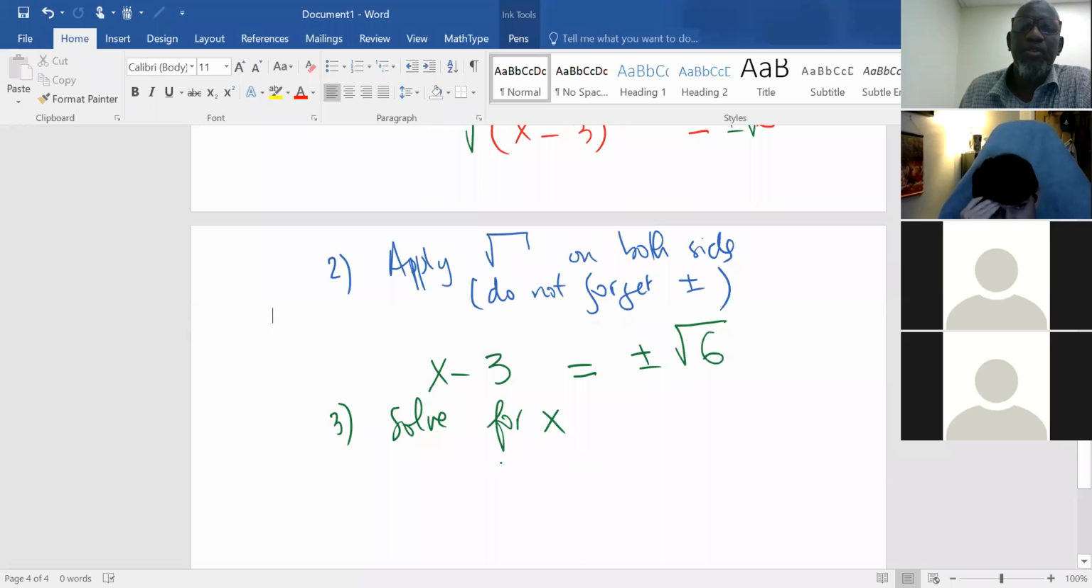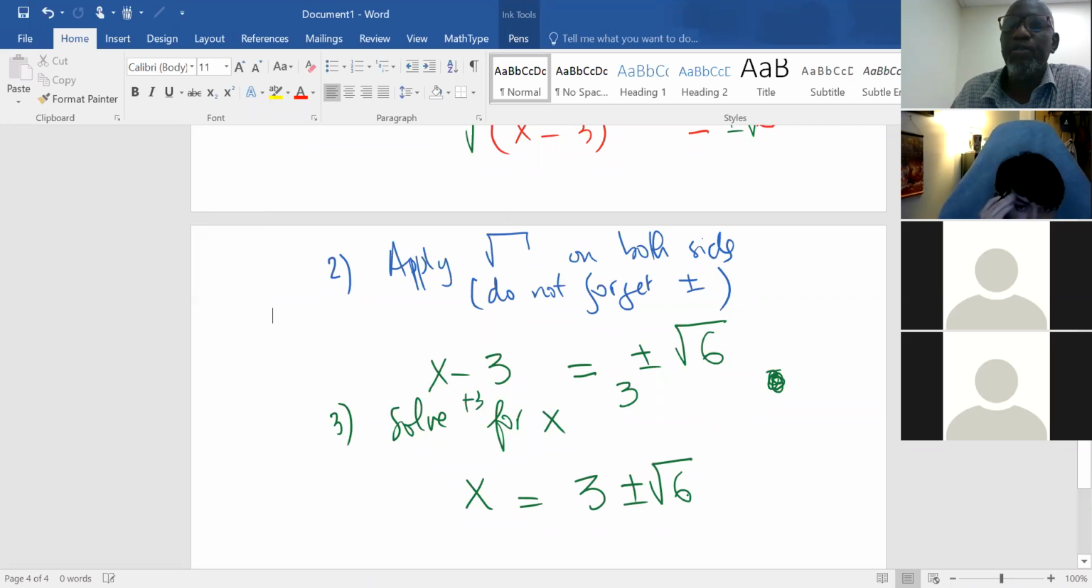So we add 3 on both sides. Remember, you are free to put the 3 here or put the 3 here. You are free. Putting it in the beginning is better. It's not always better, but it's kind of nicer. Okay? So you get x equal to 3 plus or minus square root of 6.